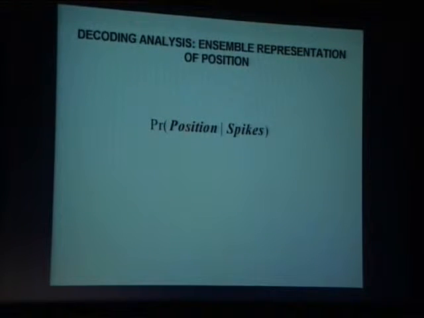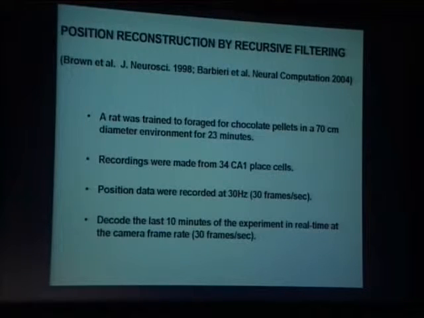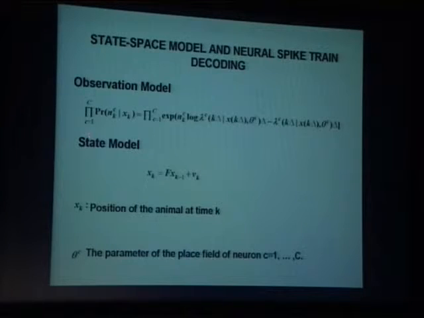Now, if I have those, then what I want to do is use Bayes' rule to just invert this question and say, can I estimate position given spiking activity? This is straightforward because we have an observation model, which I wrote down. It's just the joint distribution over all this spiking activity, the probability of spiking for neuron C, given the animal's position.